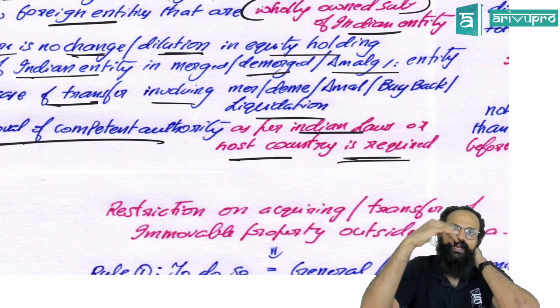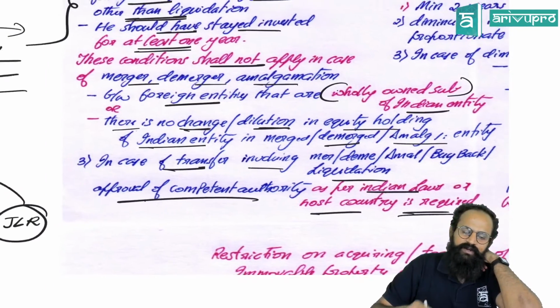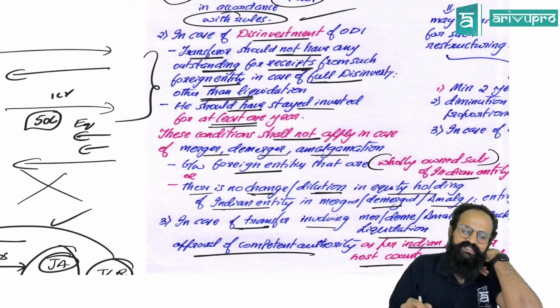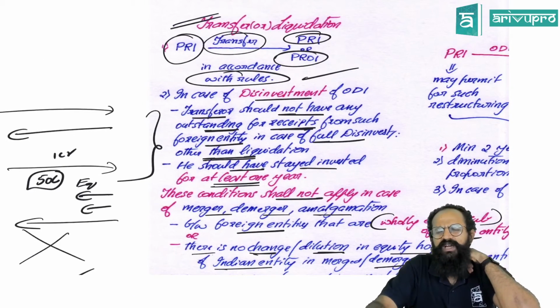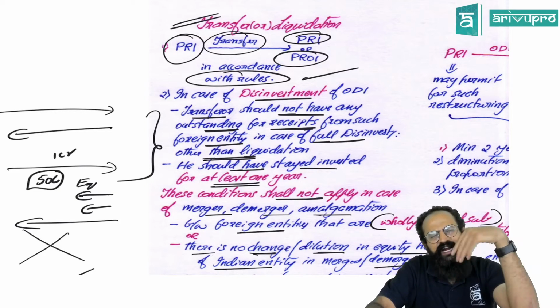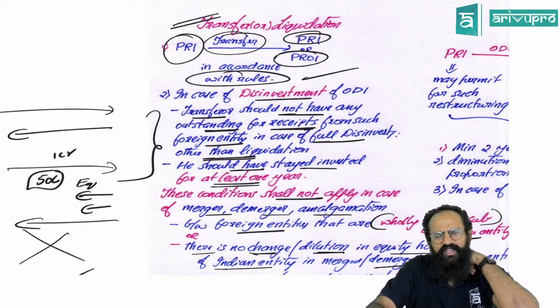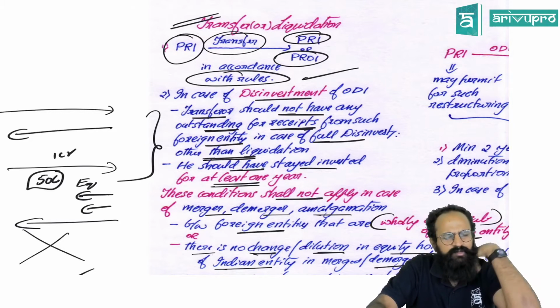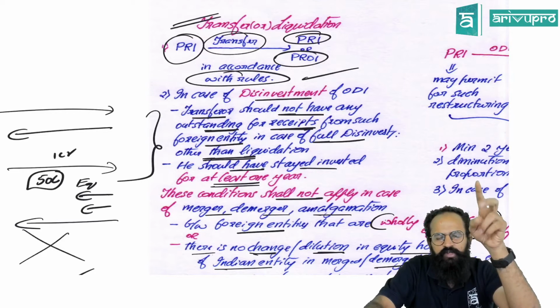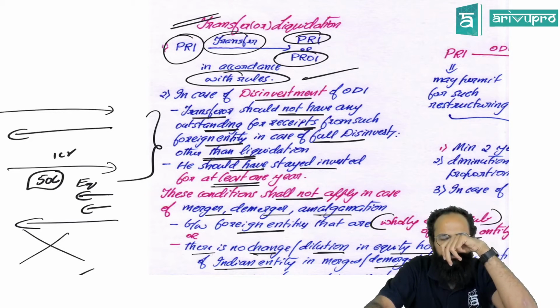After this, you can transfer. Again, I'll repeat, transfer. Is it possible? First, from PRI, you can give it to PRI or PROI. Absolutely allowed. However, can I make complete disinvestment? That is, I had invested, I am getting back everything. Can I do it? For disinvestment, the first condition is there should not be any outstanding receipts. You should have stayed invested for at least a period of 1 year.